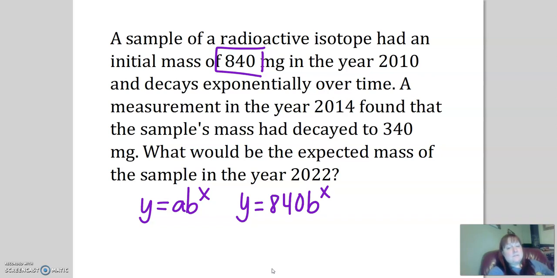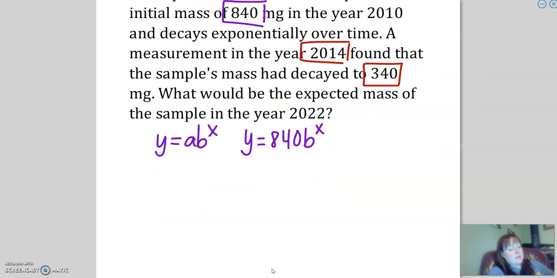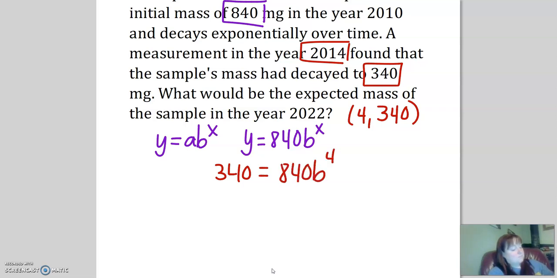Now again, we have this b, we don't know the rate, but we do have a point on our graph. In 2014, we had 340 milligrams left. So that's a point at time equals 4, because that's 4 years from 2010. Y, or our output, is 340. So we end up with 340 equals 840 b to the 4.